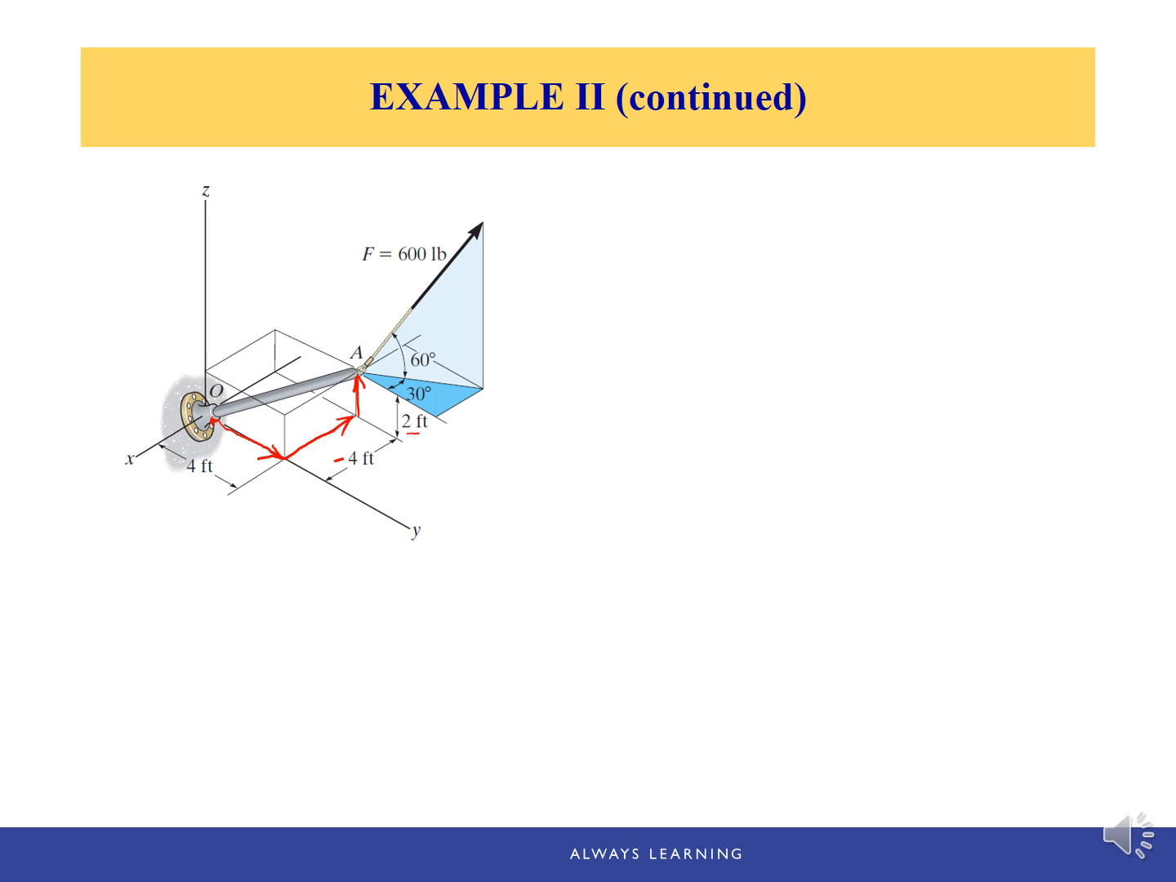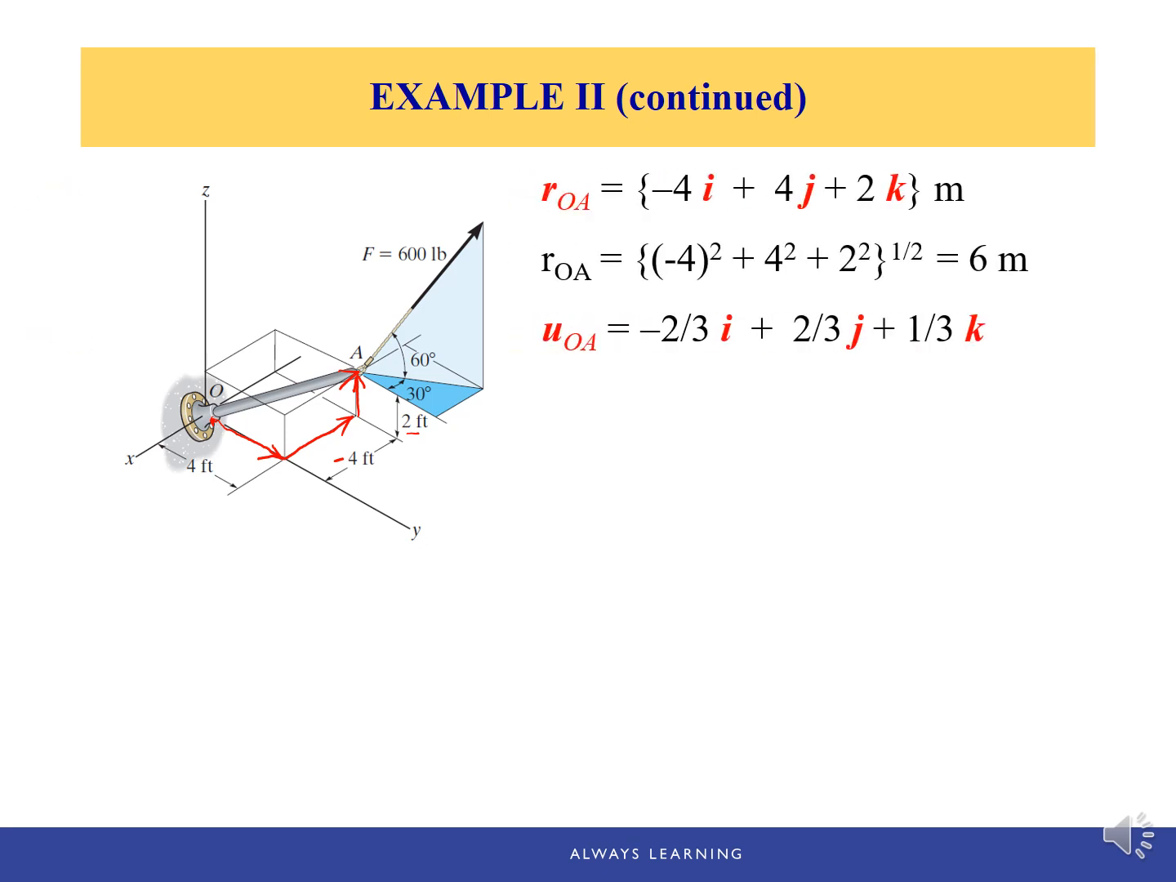So our R_OA will be negative 4i hat plus 4j hat plus 2k hat. The magnitude will be the square root of the sum of the squares, and then we can find the unit vector, the direction of this OA, by using R_OA divided by the magnitude of R_OA. So divide each component by 6. So this is the result of this U_OA.